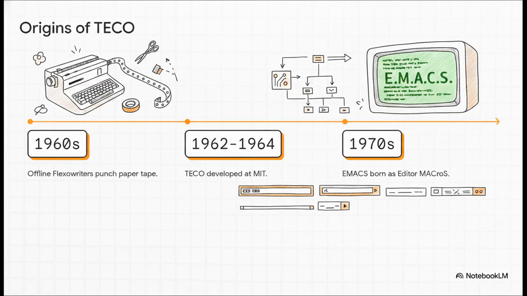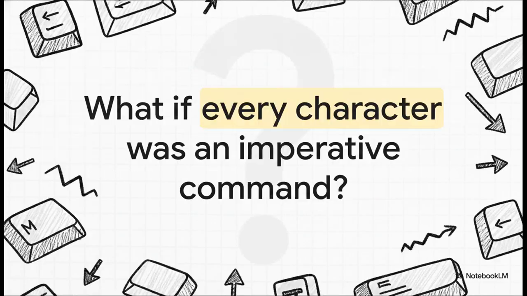That completely changed when Dan Murphy, an MIT student, developed TECO, the tape editor and corrector. By the 1970s, TECO was so robust that Emacs was born. In fact, Emacs was originally just an acronym for editor macros, which was a set of macros built entirely on top of TECO. But listen, TECO wasn't like any text editor you know today. Ask yourself this: what if literally every single character you typed on your keyboard was an imperative command? Not just letters, but the numbers, the spaces, the punctuation, everything.